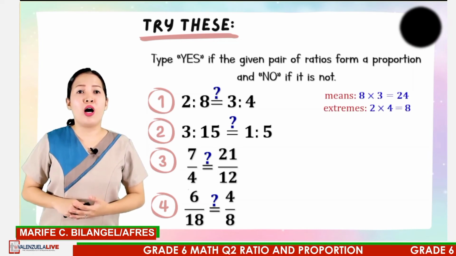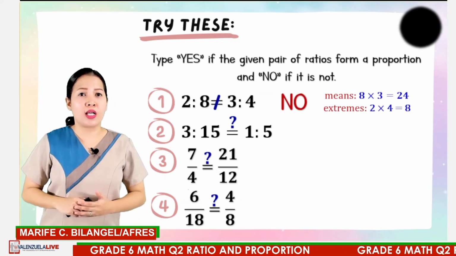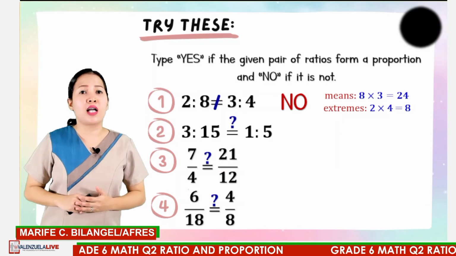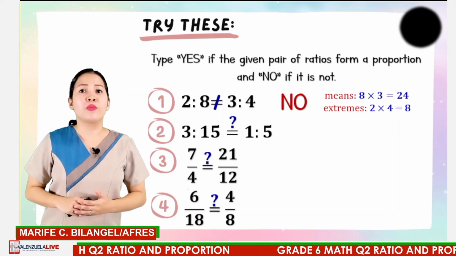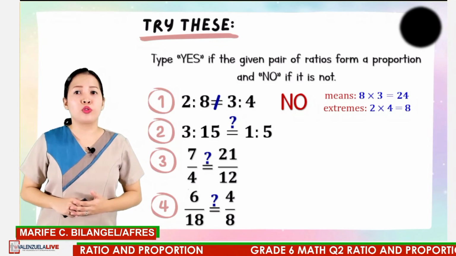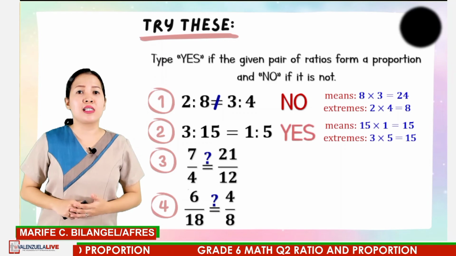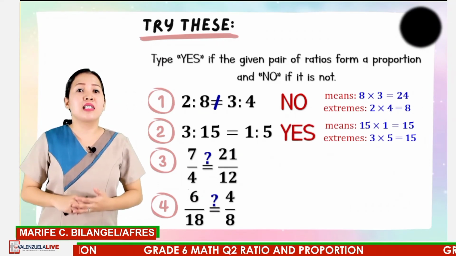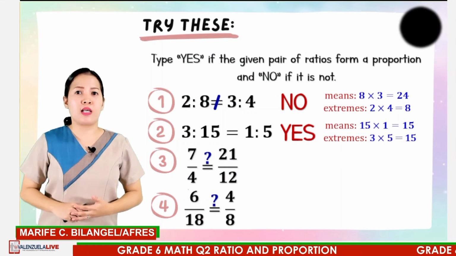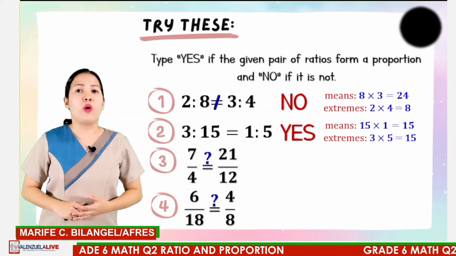For number one, the answer is no, because the product of the means is not equal to the product of the extremes. Therefore, 2 to 8 is not equal to 3 to 4. For number two, the answer is yes, because the product of the means is equal to the product of the extremes. Therefore, 3 to 15 is equal to 1 to 5.